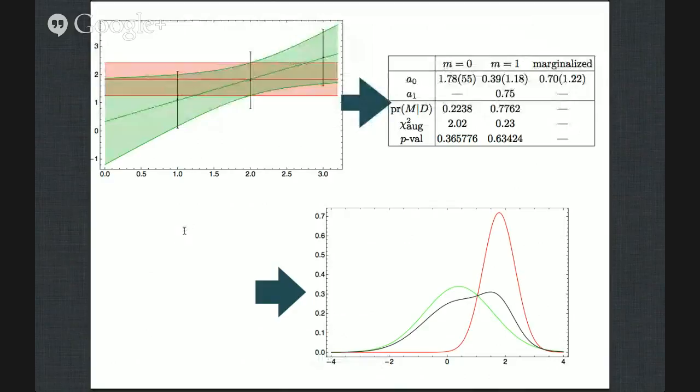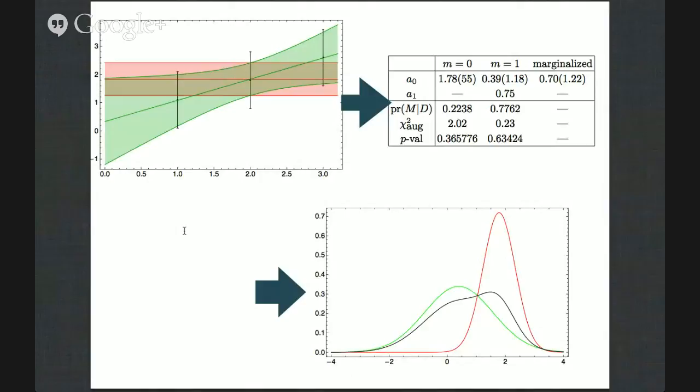Let me just show you how this works in pictures in a very, very simple example. I have three data points up there on the top left, and I just want to extrapolate to zero. I don't know a priori whether the functional dependence is constant or linear. You can see with those error bars, I've actually drawn it from a linear model, but the error bars make it ambiguous.